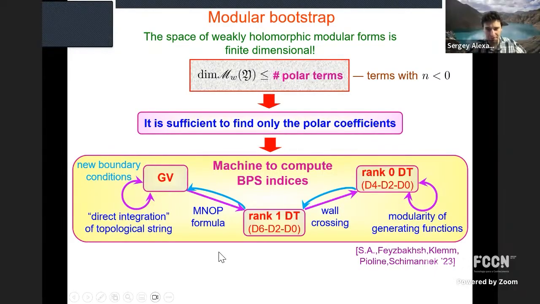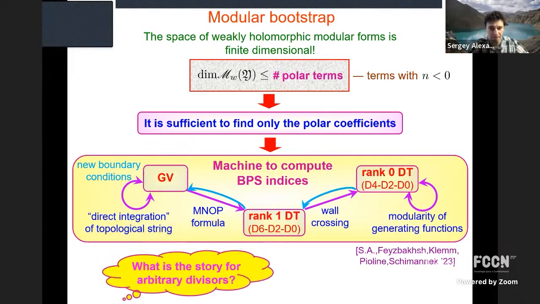Okay, so where was I? Yeah, this procedure allows us to compute additional boundary conditions for the topological string, and in this way we can overcome the limitations of the direct integration method. So this is all nice, but the next natural question: can we generalize this to arbitrary divisors, arbitrary D4-brane charge? And it is this question which I would like to address in this talk.